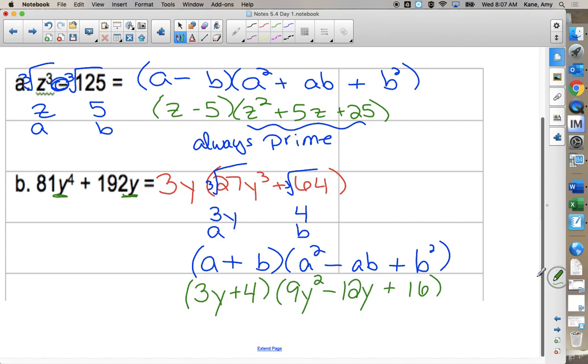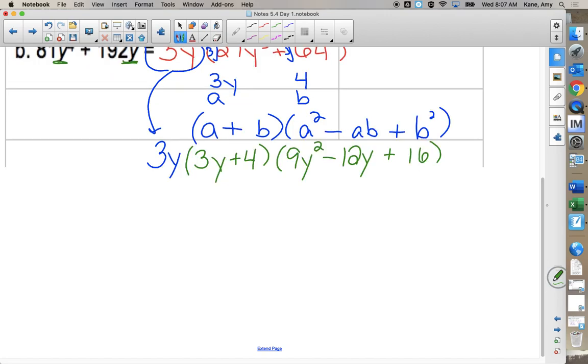And would you put the 3y? Excellent. The last thing that we need to do is make sure that that GCF goes in the front. Factoring it completely has to have all of the pieces of the problem. So the GCF and then the rest of the factor.